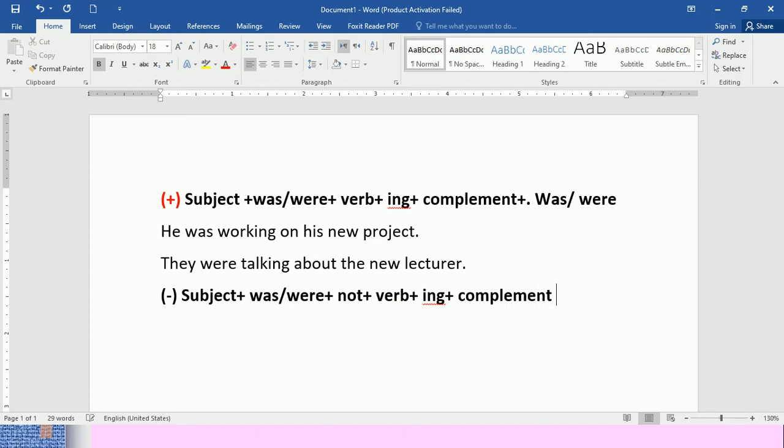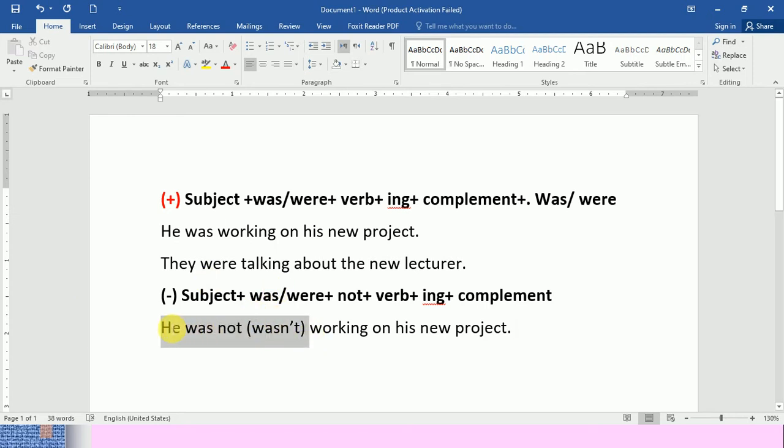Now let's make an example. Let's change this example into negative. I would say, he was not, or the contraction form is wasn't, working on his new project. You see here the sentence is negative. Positive sentence changes into negative, we only add not. I told you what's not.